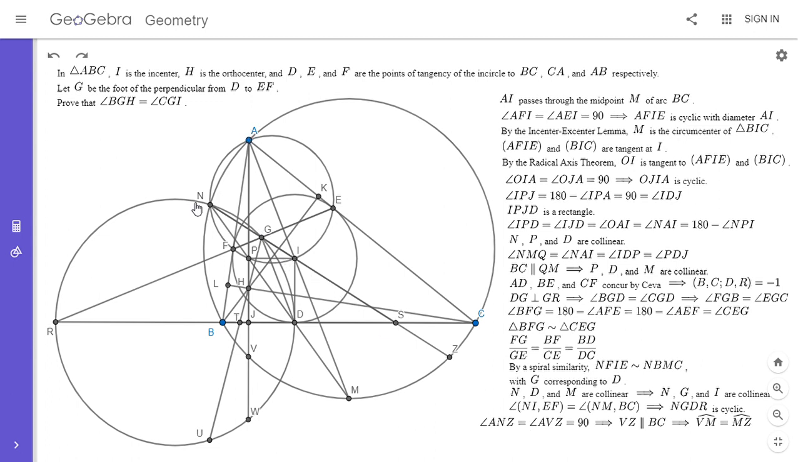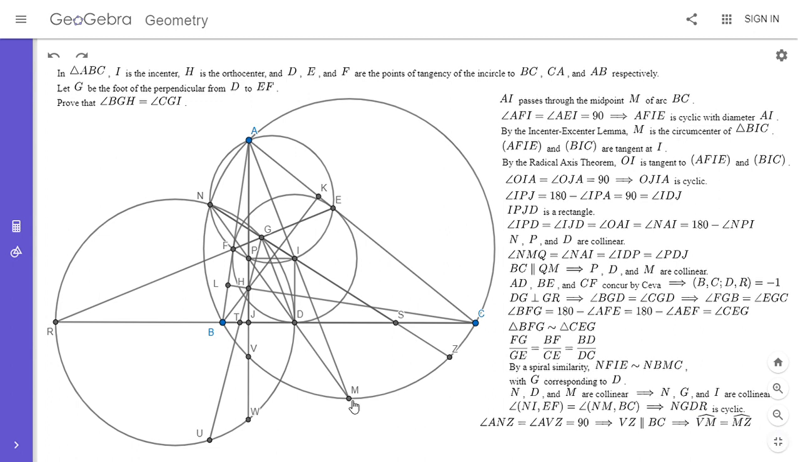Okay, so angle ANZ is equal to angle AVZ. Those are both 90 degrees. And so if angle AVZ is 90 degrees, then VZ has to be parallel to BC, since AV is also perpendicular to BC. And if VZ is parallel to BC, then arc VM has to equal arc MZ.